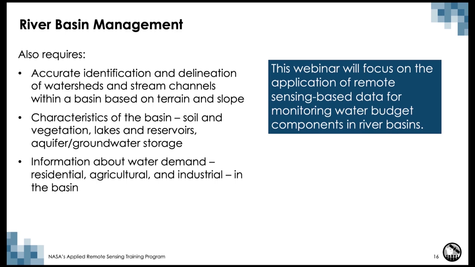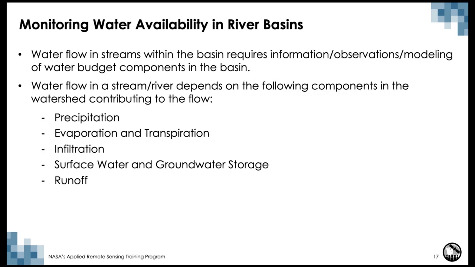For this webinar, we will focus on the application of remote sensing based data for monitoring water budget components in river basins. So we will focus mostly on the supply part, that how water is available through different components and how it is distributed within the basin. So for monitoring water availability in river basins, any water flow in streams within the basin requires information, observations, modeling for different components in the basin.